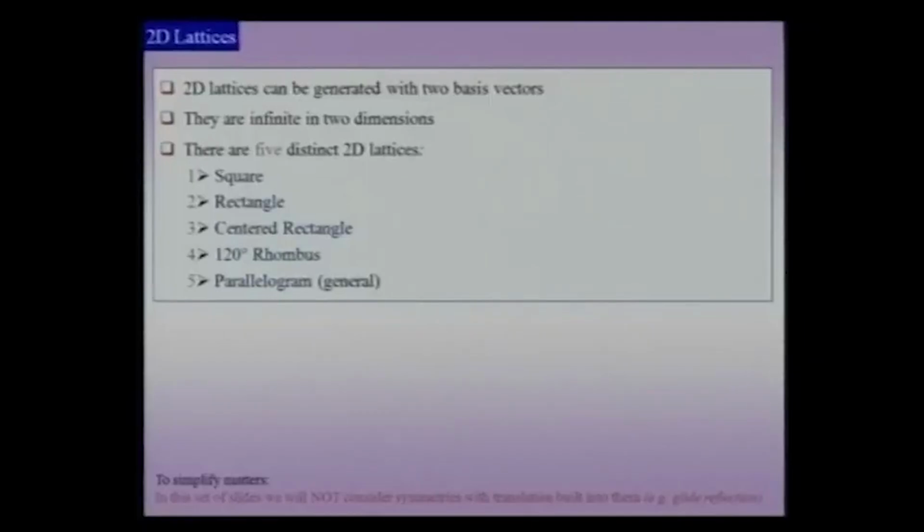And we had clearly stated that the lattice will remain unaffected by our mere choice of a unit cell of one type or the other. So to reiterate, there are 5 types of lattices in 2 dimensions. These are the square, the rectangle, the centered rectangle, the 120-degree rhombus, and the general parallelogram lattice.